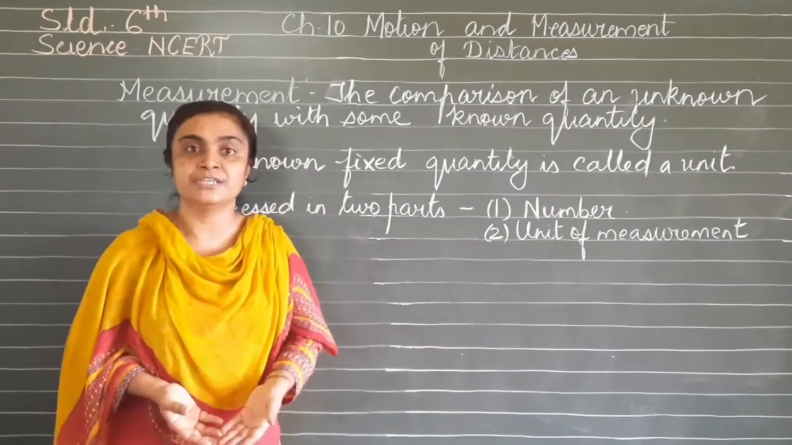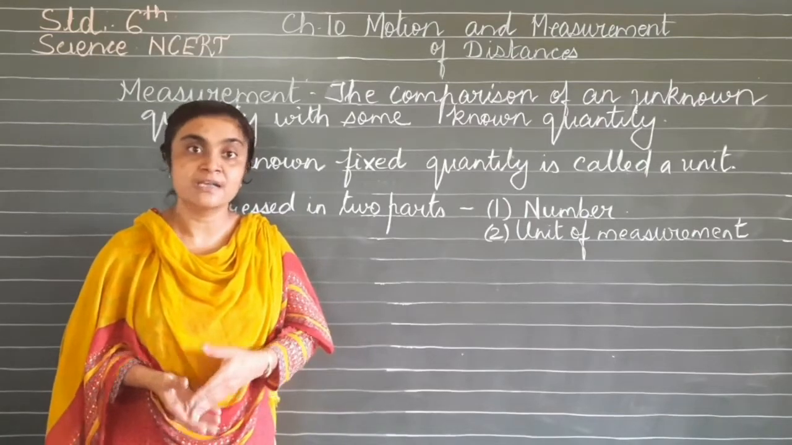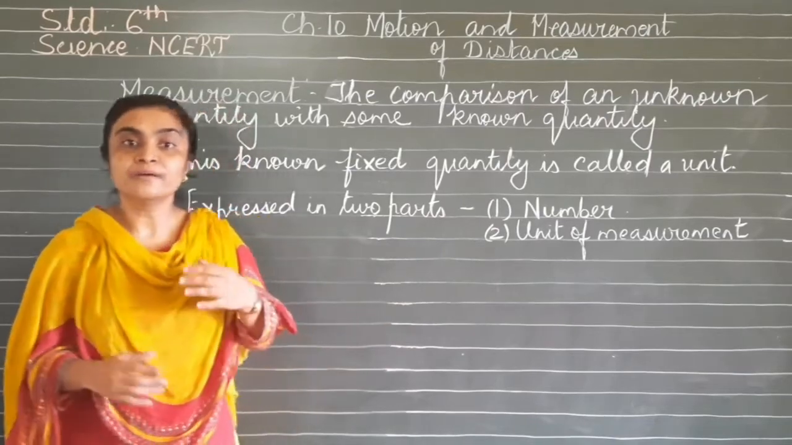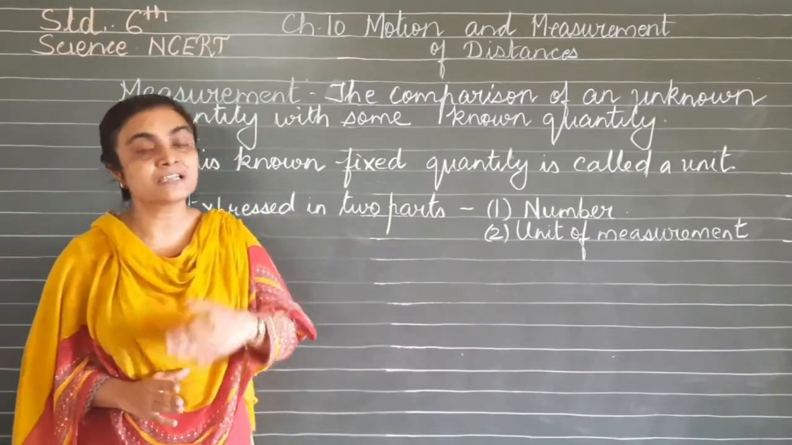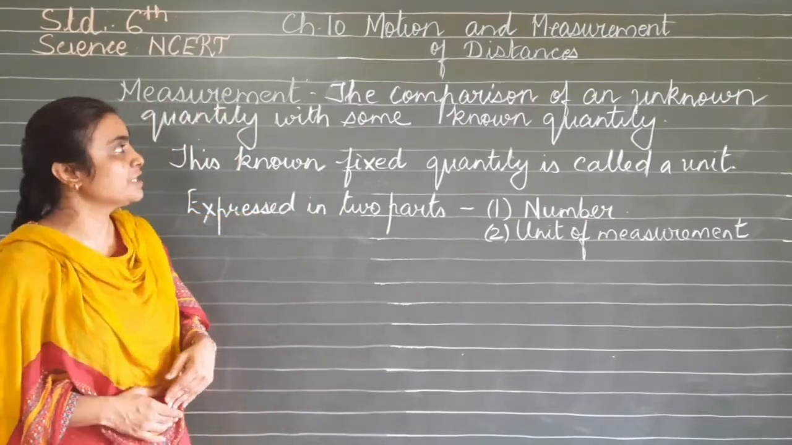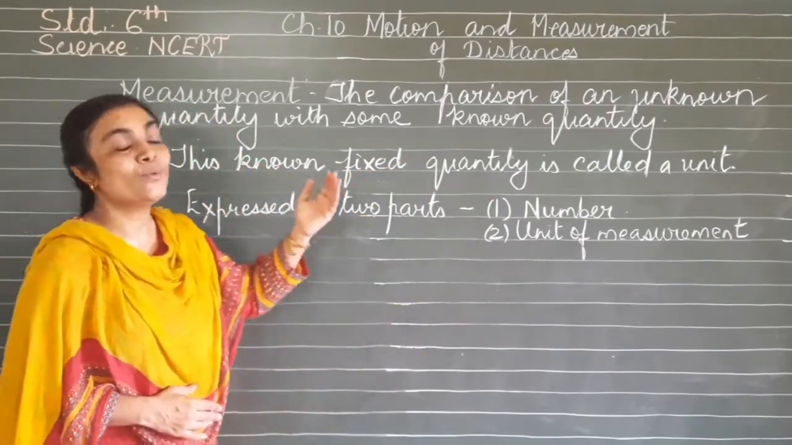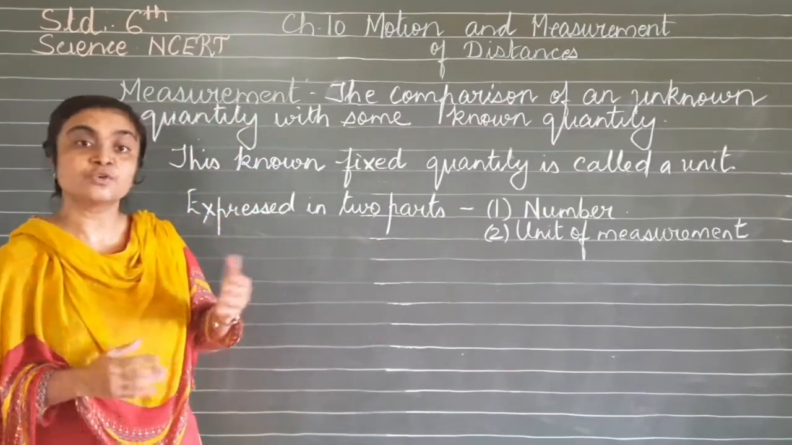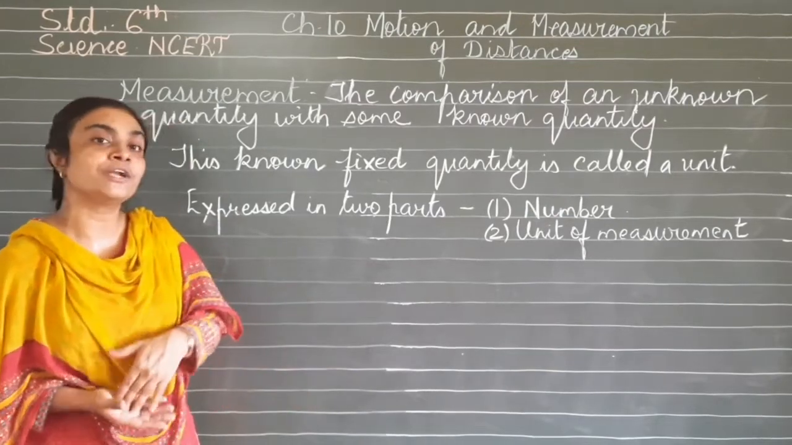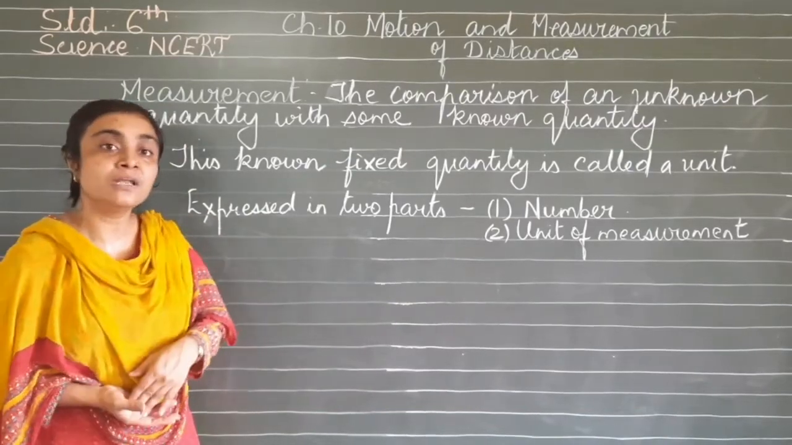If you want to make furniture for your home, the carpenter will take particular measurements. Without measurements, we cannot properly find out the different methods. So measurement is compulsory for a particular object. Now what is the meaning of measurement? Measurement is a comparison of an unknown quantity with some known quantity. One quantity is unknown and one quantity is known, so we have to compare them. That is called a measurement.